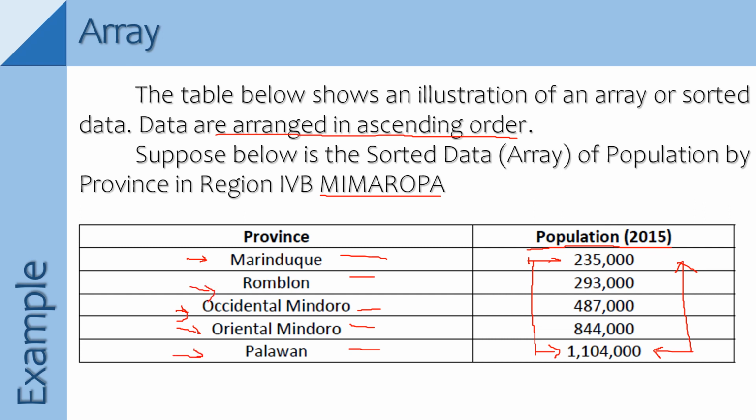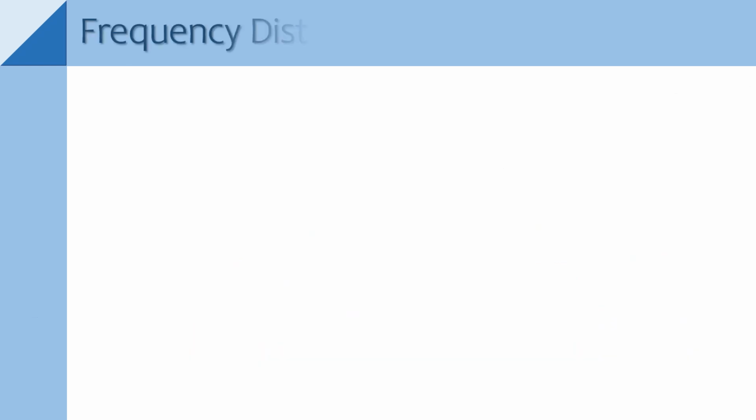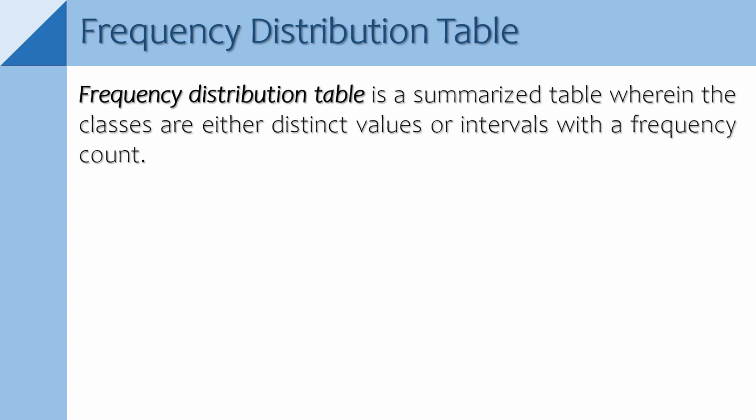Okay, so there are many ways on how you will write or present your data using an array. Okay, so let's move on. Next is the frequency distribution table. It is a summarized table wherein the classes are either distinct values or intervals with the frequency count.